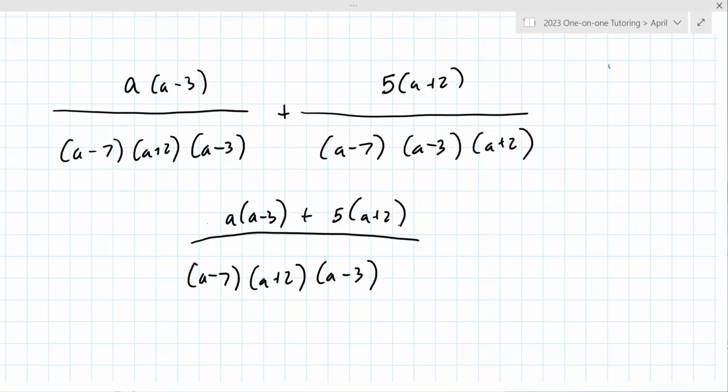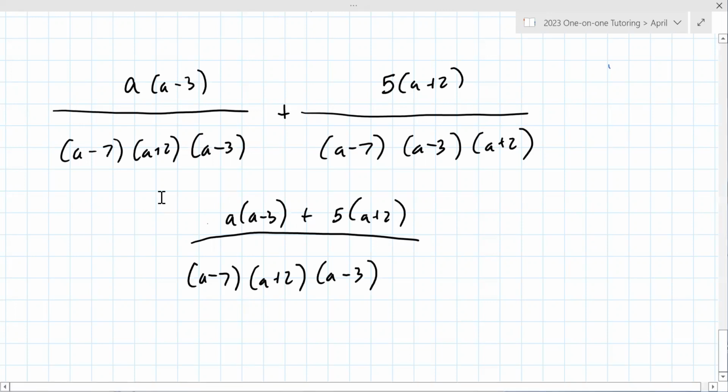All right. I know it's a lot of writing. I know it's very taxing just to see all this, but can you see how I went from this top to this bottom? You just move the tops together, keep the bottom. Yeah. All right.